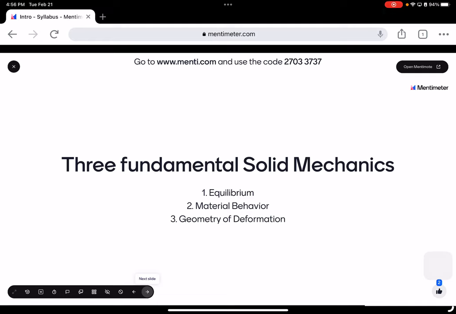And again, as I mentioned in the early class, in this course you need to have good visualization and good logical thinking. Visualization means you can transform the questions into a drawing, a schematic drawing. So, three fundamentals of solid mechanics.